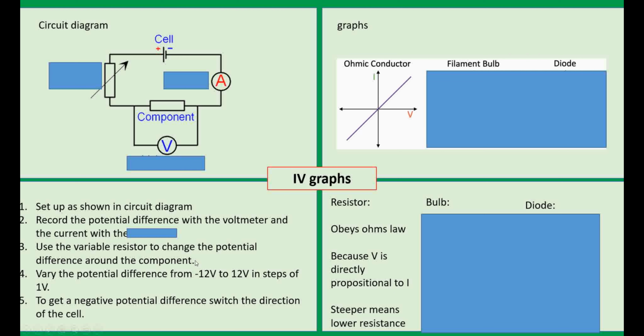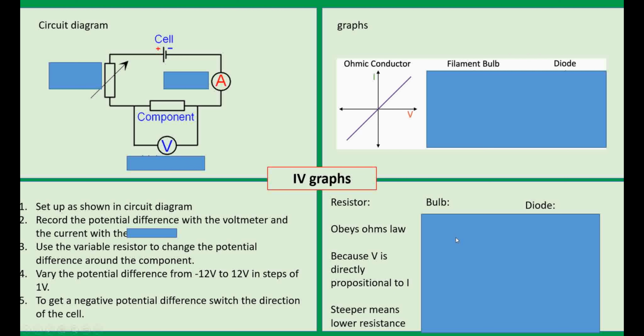Okay, have a look through the method. What can go behind here? What's my detail for the results for the bulb? So the resistor obeys Ohm's law. I know that because the potential difference is directly proportional to the current. It's a straight line that goes through 0. Okay, the steeper the line on this graph means the resistance is lower. Okay, you get a larger current for a given amount of potential difference.